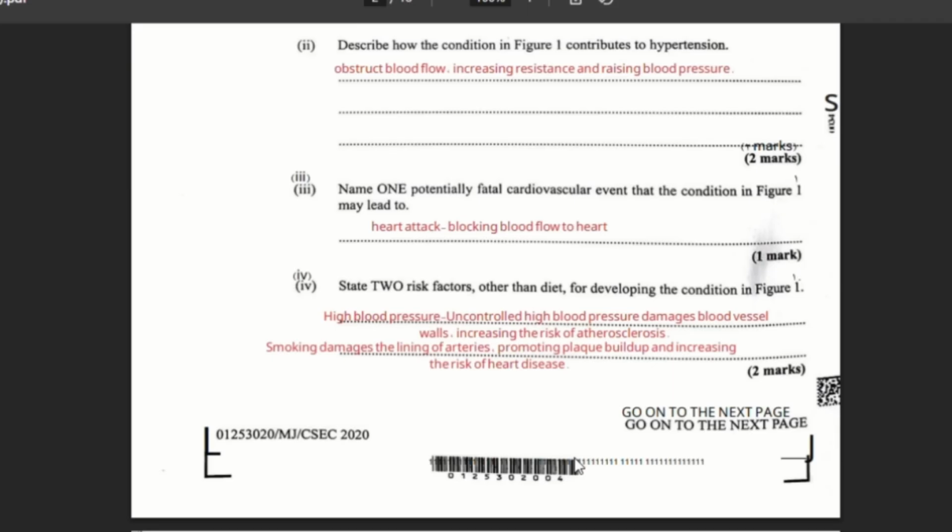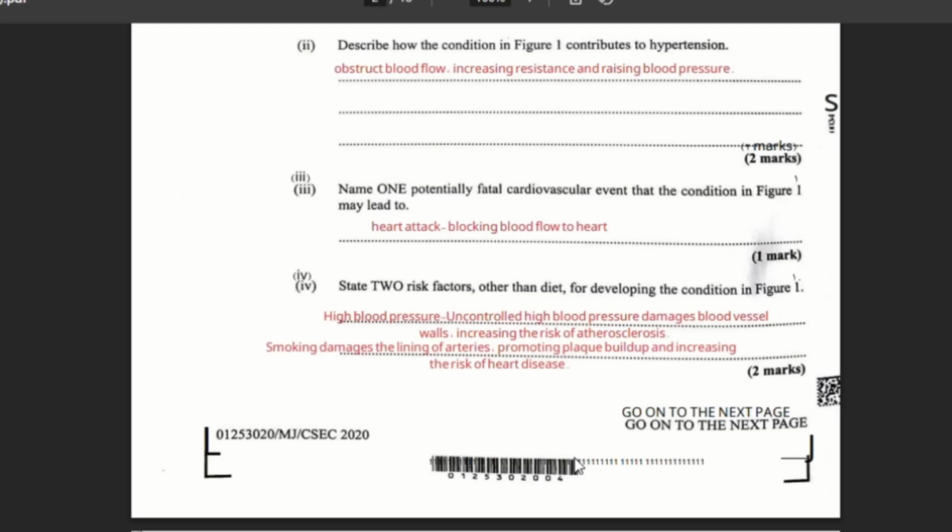So it means that in this situation, the other risk factors for developing the condition are going to be high blood pressure and also smoking. So basically, high blood pressure, the same as hypertension. So if somebody already has high blood pressure, right? Let's just say that they don't have this disease, but they have high blood pressure. The fact that they have high blood pressure is a risk factor, right? So it increases their risk of developing the condition.